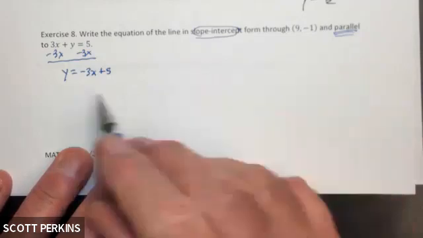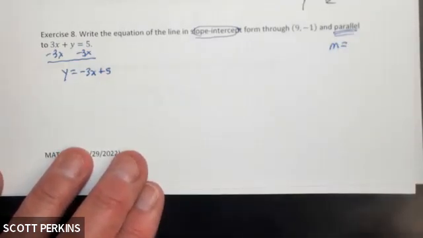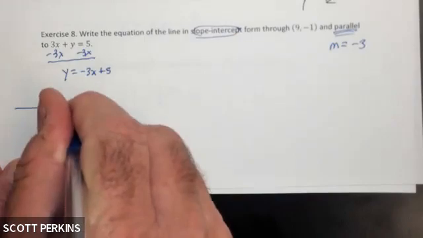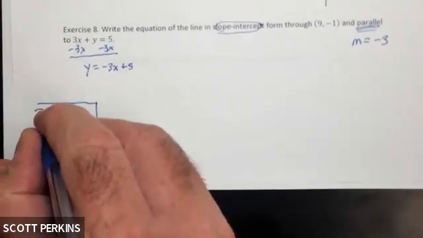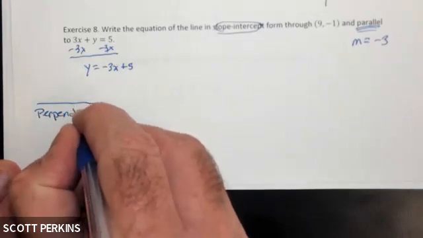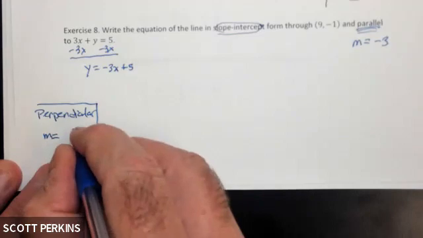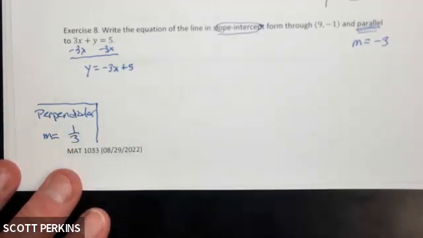Since my line is parallel to this line, what's the slope of my line going to be? -3. I just want to call a timeout on this problem. Okay, again, I just want to make sure I'm being thorough and helping everybody. What if the problem said perpendicular? The slope would be +1/3. Flip the fraction, change the sign.